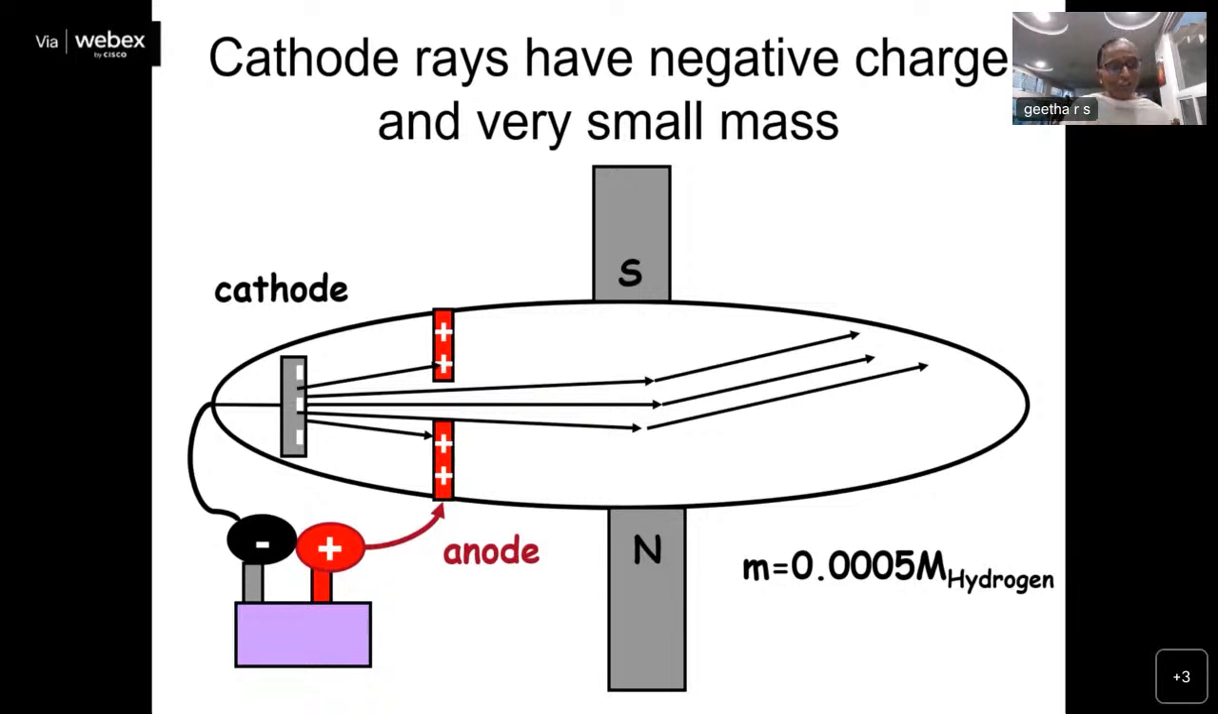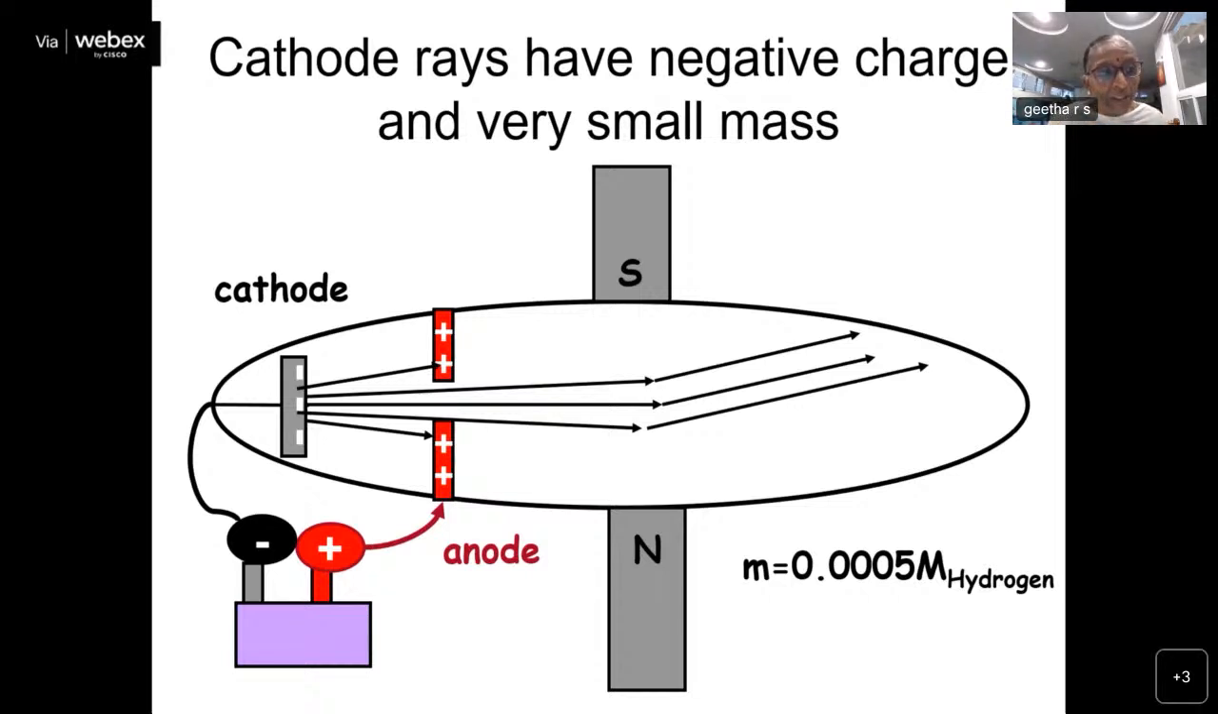So now the question comes. Atom has negatively charged particles. Since the atom as a whole is electrically neutral, there should be positive charge also. However many negative charges are there, that many positive charges should be there. Therefore, now you have to imagine how these positive and negative charges are arranged.